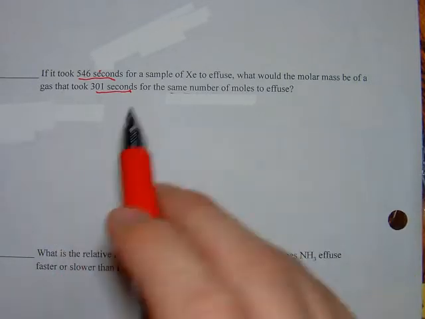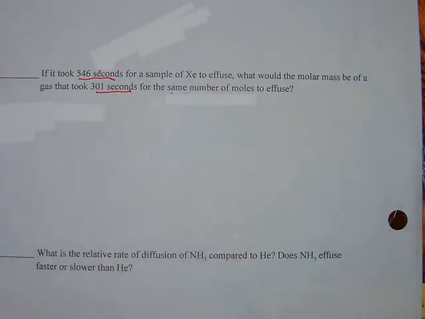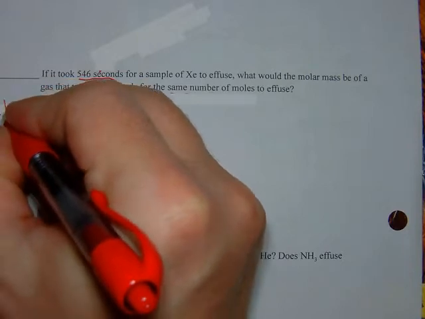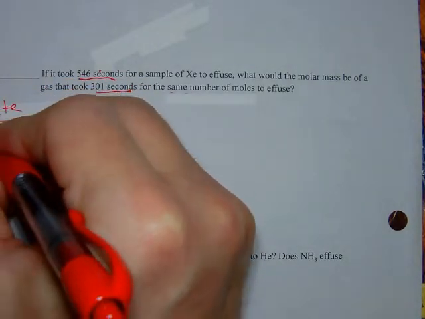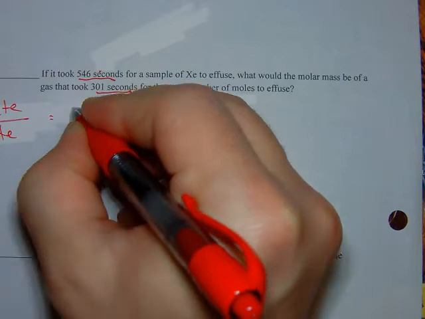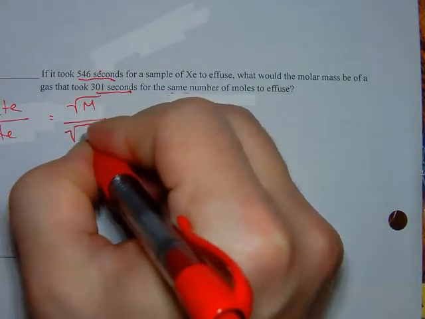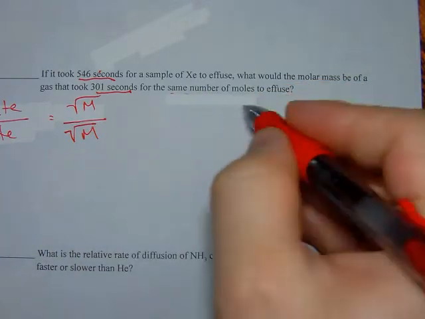Now, when you read number 8, it took 546 seconds for a sample of xenon to effuse. What would the molar mass be of a gas that took 301 seconds for the same number of moles to effuse? You might be tempted to use Graham's law in the exact same way that we have been, right?